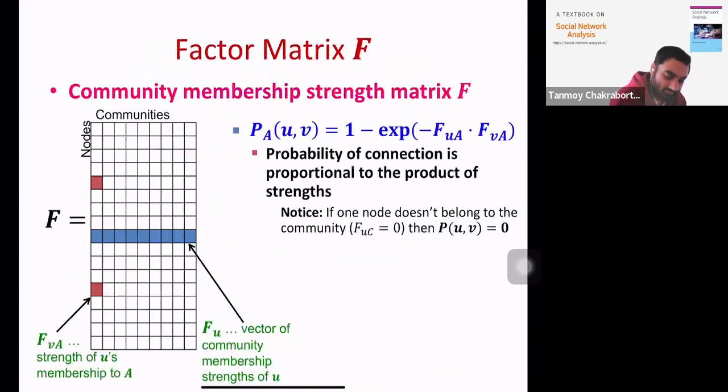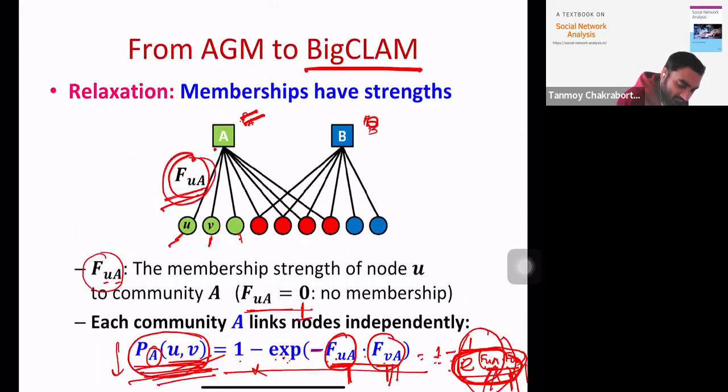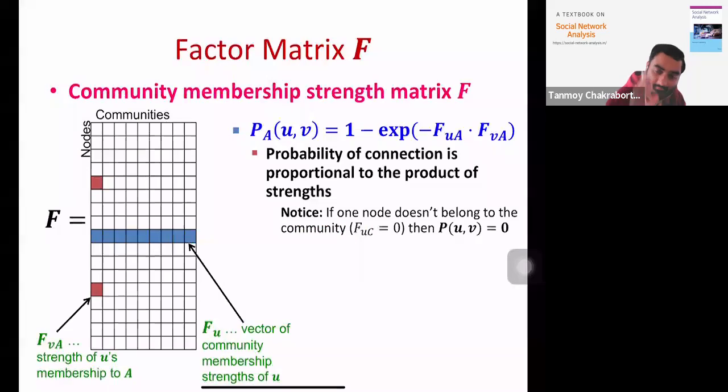Okay, so I'm trying to give you an idea of what this F is. F is basically the same as M, the membership matrix that I mentioned earlier. But here it's slightly different. Earlier, M was the node community matrix, and it was only 1s and 0s. Now F is again a node cross community matrix, and each element indicates the membership of this node to this community. And this is a scalar value.